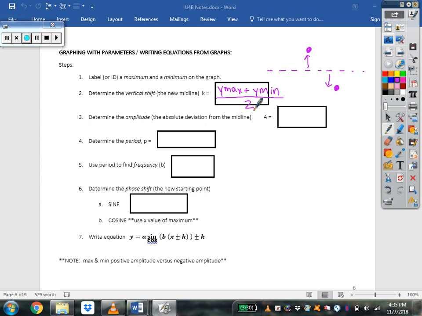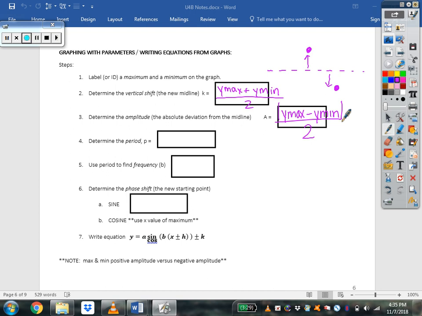So that kind of leads into the amplitude. Remember, that's your deviation from your midline. Your midline is your new axis here. So you need to be exactly halfway from your midline to either your maximum and also to your minimum. To get that, you would take your maximum Y value, subtract your minimum Y value, divide that by 2, and you want the absolute value. Remember, you want the absolute value because amplitudes always have to be written positively. If they are negative, you just say that it's the positive version and then flip. So that's how you get the amplitude.